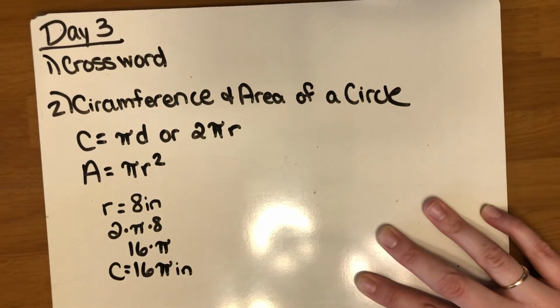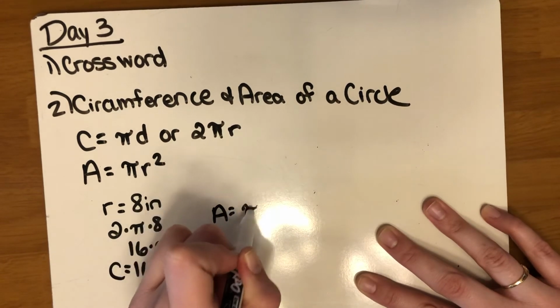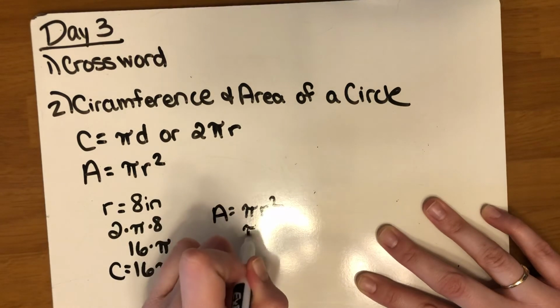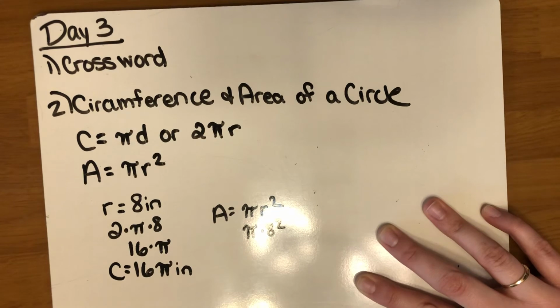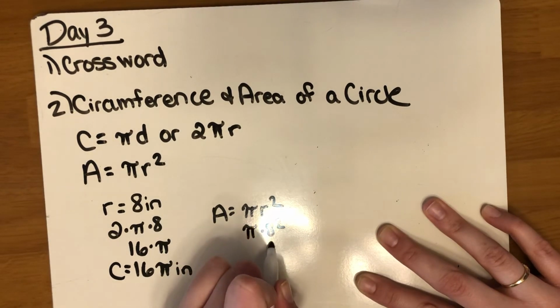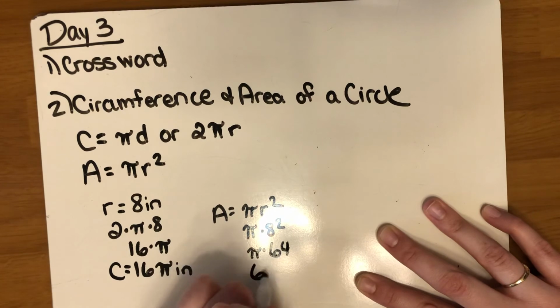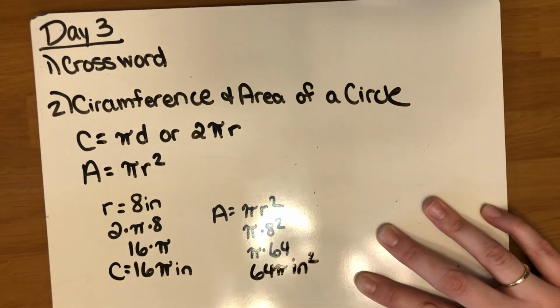For area, I'm going to do pi times the radius squared, which in this case is 8. So pi times 8 squared, order of operations says to square things before you multiply. So I'm going to go ahead and square this 8. 8 times 8 is 64. And pi times 64, since I'm just leaving pi in it, would be 64 pi inches squared.